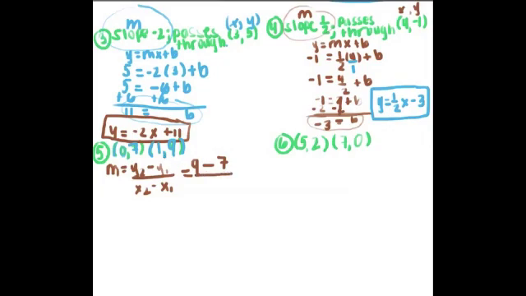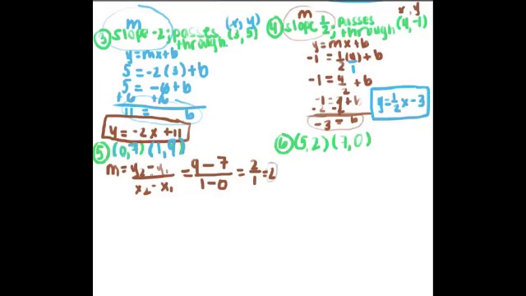Okay, then we have x2 is 1. And then we have x1 is 0. And now you just simplify, right? On the top, 9 minus 7 is 2. On the bottom, 1 minus 0 is 1, so I just have regular 2. So my m is regular 2, okay?